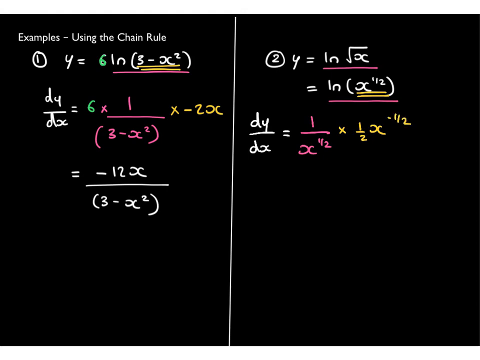And this then needs a little bit of tidying, really. So we've got a half x to the negative a half over x to the half. Now, what happens? Well, we're dividing, so we need to make sure we subtract indices. So what's negative a half take away a half? It's negative 1, so we end up with this, and I can then simplify this to 1 over 2x at the very end. So let's generalise.